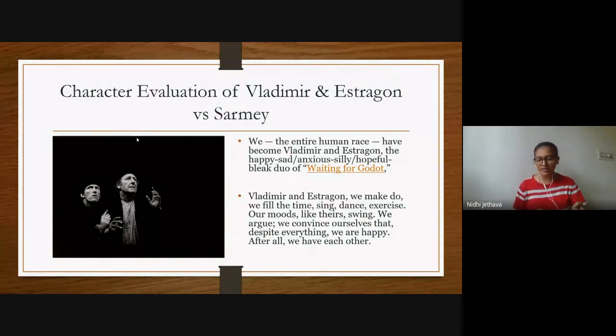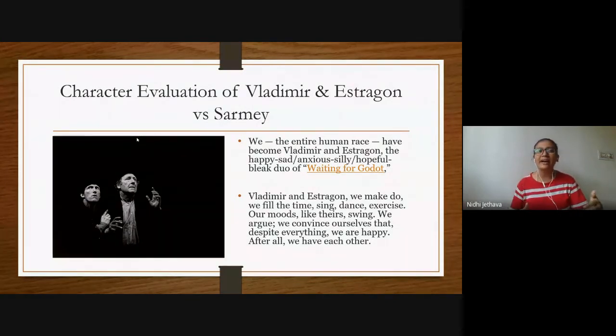Estragon says, what am I to say? Vladimir says, I am happy. Estragon says, I am happy. Vladimir says, so am I. Estragon, so am I. Vladimir, we are happy. Estragon, we are happy.